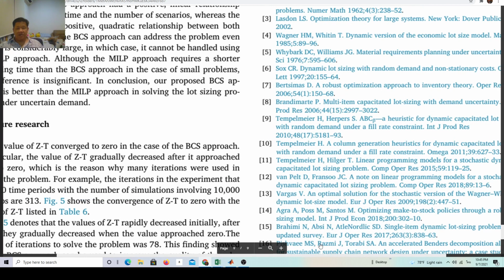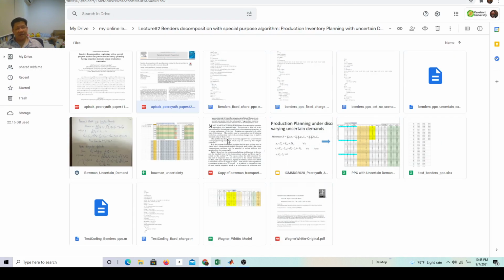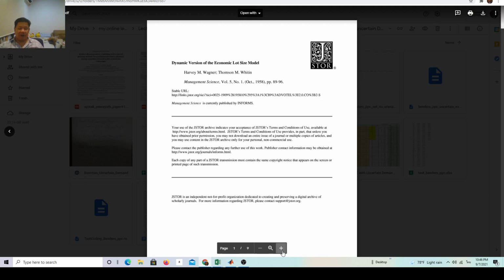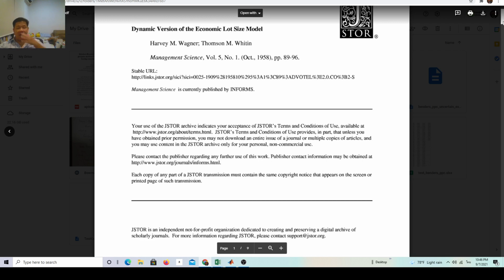Here, which is actually the Wagner-Whitin dynamic version of the economic lot size model. It's kind of strange that we refer to this paper, and when you look back at the paper that I just showed you, oh no, this is the Bowman, the dynamic lot size. This is a paper that appears in the fourth order on the reference part of that paper.